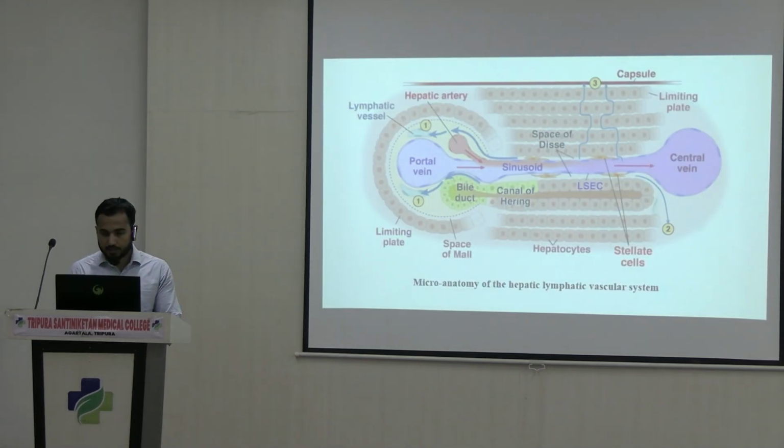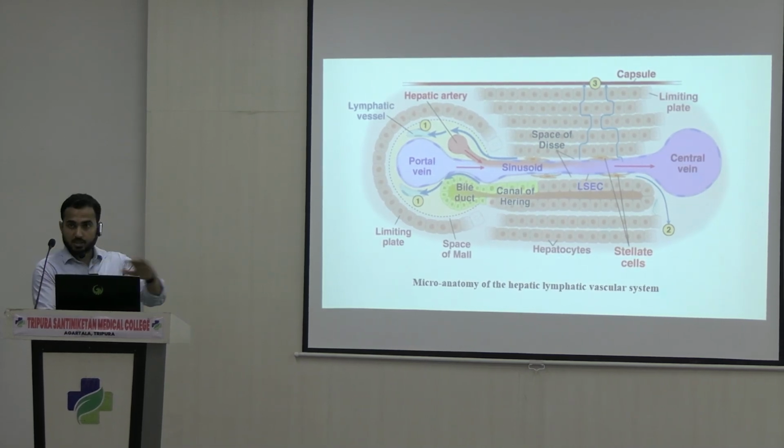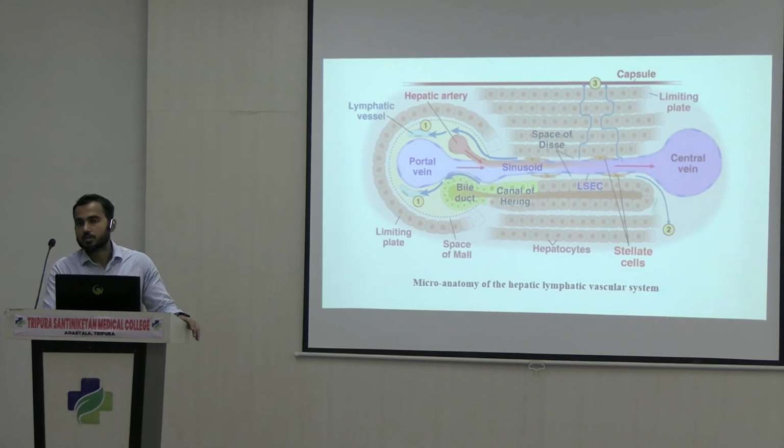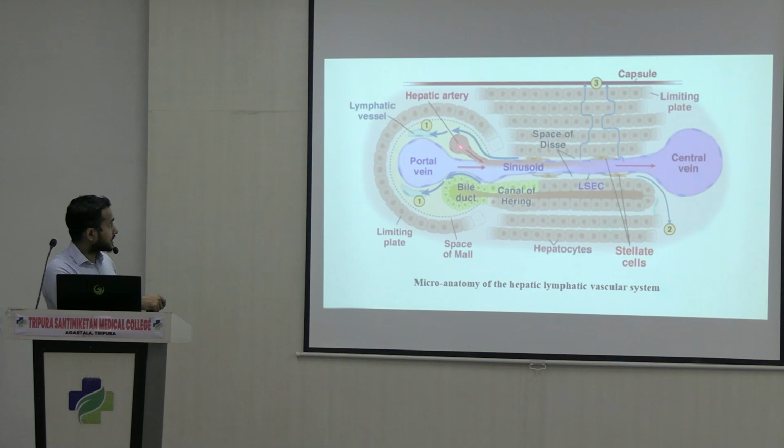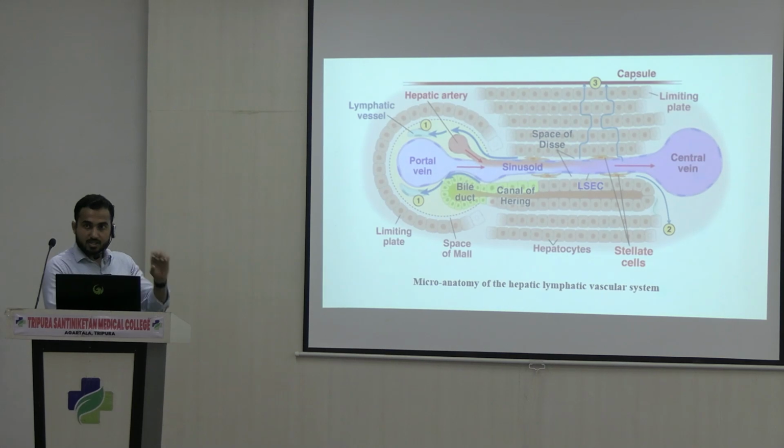Now let me show you a diagram. I hope you can see the diagram. It is a very beautiful diagram where you can see the cut section of the portal triad. So you can see the structures of the portal triad. This is the hepatic artery, here you can see this is the portal vein, and this is the bile duct. These three form the portal triad.